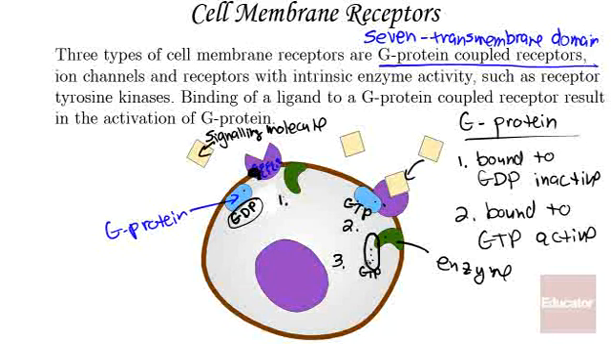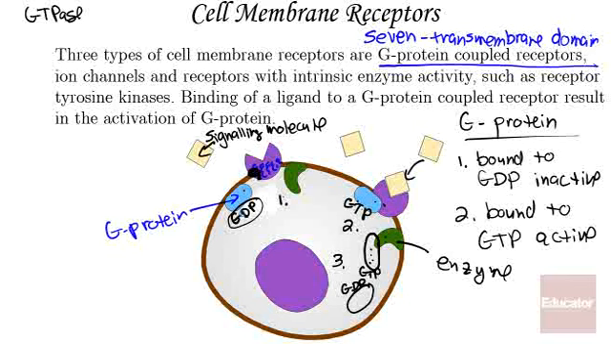G protein is also a GTPase, meaning that it can hydrolyze the GTP on itself. So it's going to go from GTP to GDP, putting it back into its inactive form and stopping the cycle. So although this is a very powerful cycle, it also can be short-lived.